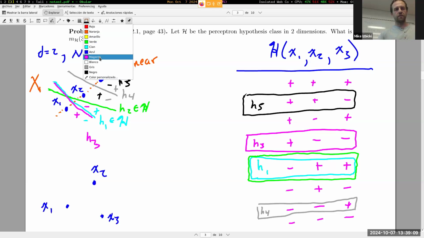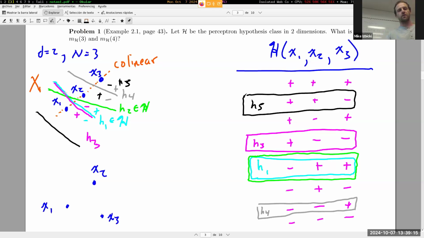And the last of these important lines, the last of these possible lines, would be one that is outside of all the data points like this. And here, if we put positive on one side on the top and negative on the bottom, that gives us positive labels to everything. So that would correspond to this right here.